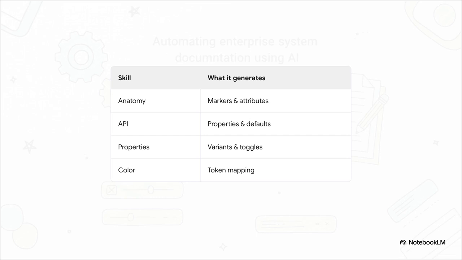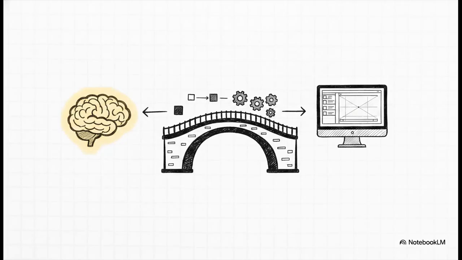And the color annotation skill maps tokens for every single state. The real genius here is that each skill loads its own instruction file with validation rules and reference docs. So the agent doesn't just blindly guess or hallucinate, it actually selects from documented APIs. But an AI agent in an IDE needs a way to actually see and interact with the design file, right?